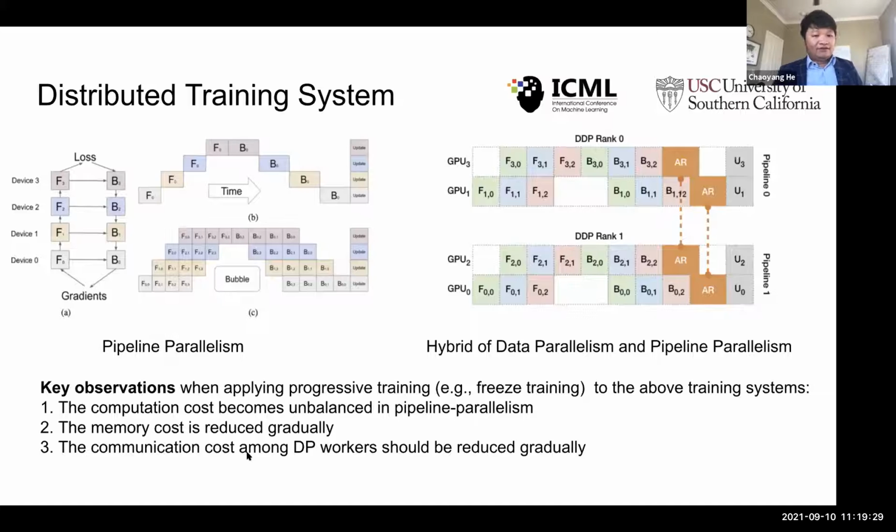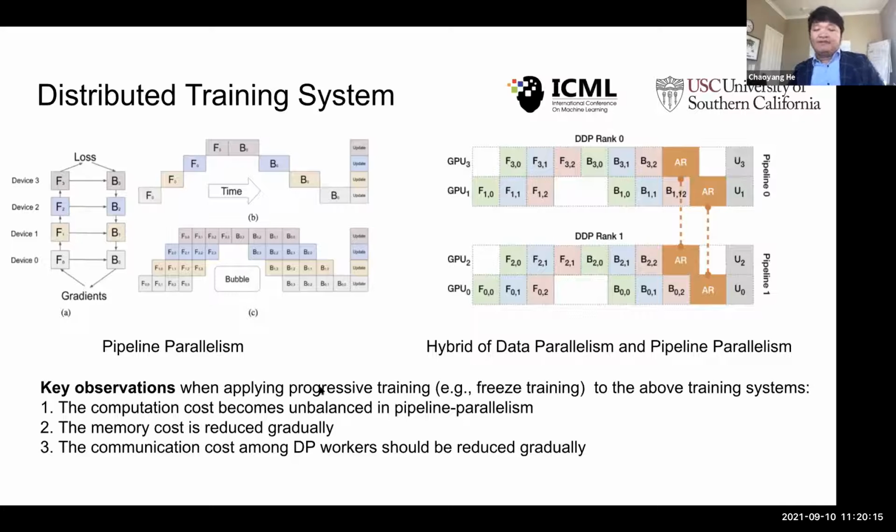So I'm thinking about how to make it work in a distributed training system. Here are the 3 key observations. The first one is that we can see very clearly that the computation becomes very unbalanced in pipeline parallelism. For example, if you want to train GPT-3 using progressive training techniques, a very interesting phenomenon appears: when you do progressive stacking or shrink the model's active layers using freeze training, it becomes very unbalanced because some layers are idle and some layers have to do forward and back propagation. So this is the first problem when applied to pipeline parallelism.